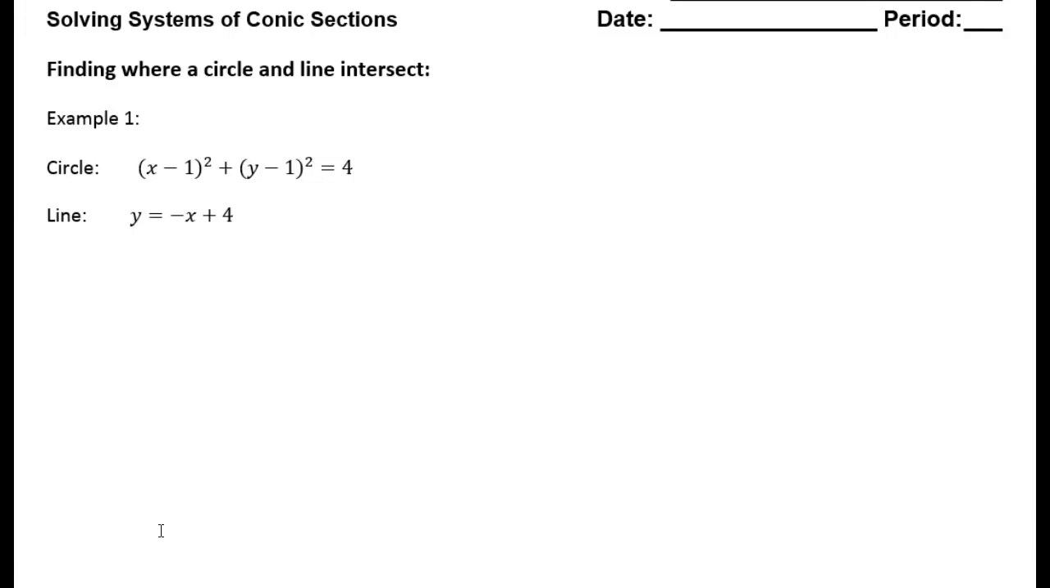In this video, I will show you how to solve a system of equations when one or more of the equations is a conic section, meaning a circle, an ellipse, a parabola, or a hyperbola. In this first example, we have a circle and a line. When you solve a system, what you are really doing is looking for the intersection points.